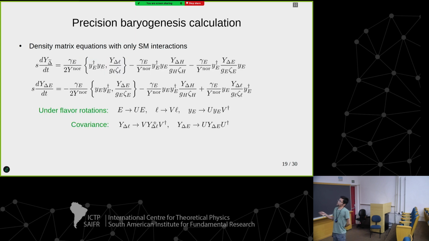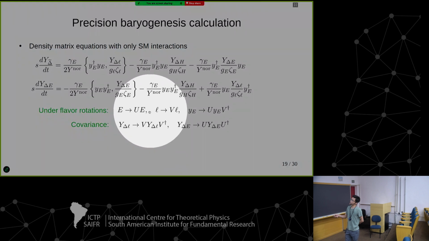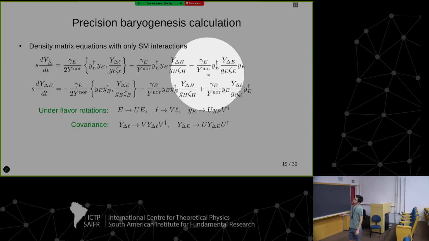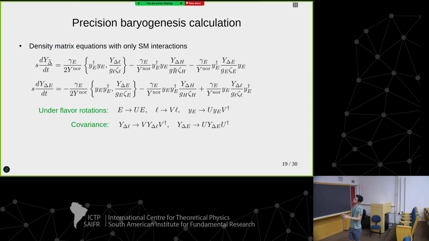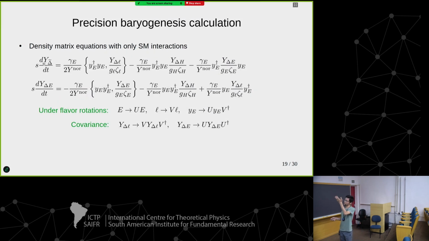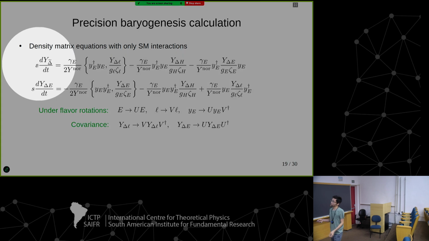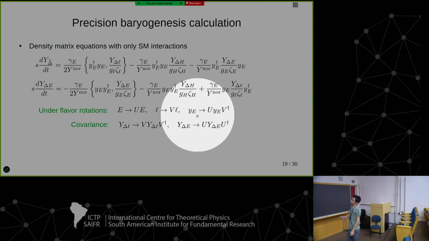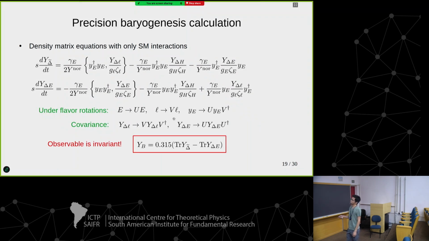This includes the standard model interactions. So you have to describe the evolution of the 3×3 matrices. This Y is a 3×3 quantity which is Hermitian, so it has diagonal elements which are real, and off-diagonal elements which are complex. Then this is the Yukawa interaction, basically they scatter with the Higgs. You have to describe one for the evolution of the left-handed leptons as well as the right-handed leptons. Under flavor rotation, you can rotate to whatever basis you want, so the equation is covariant.